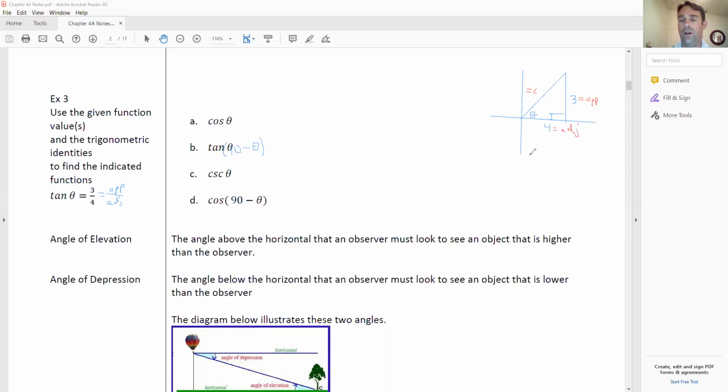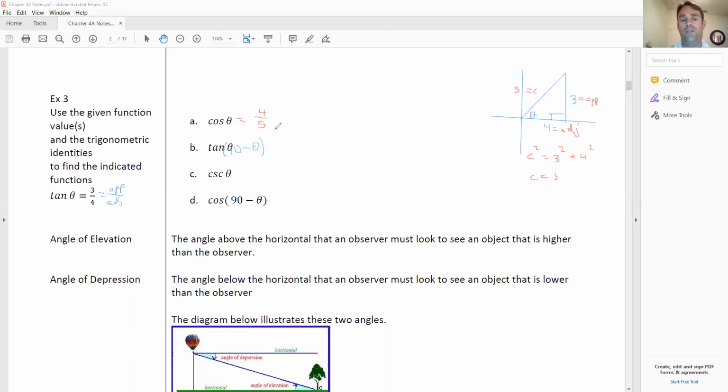And this is one I'm sure you guys could probably do on your own. This is the most familiar of every right triangle. 3 squared plus 4 squared equals 5 squared. All right, so cosine. That'd be adjacent over hypotenuse, so that's 4 over 5.